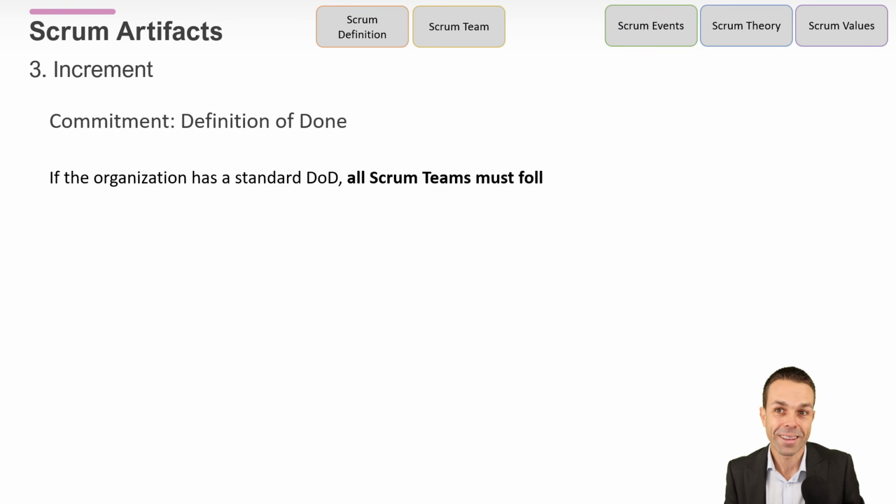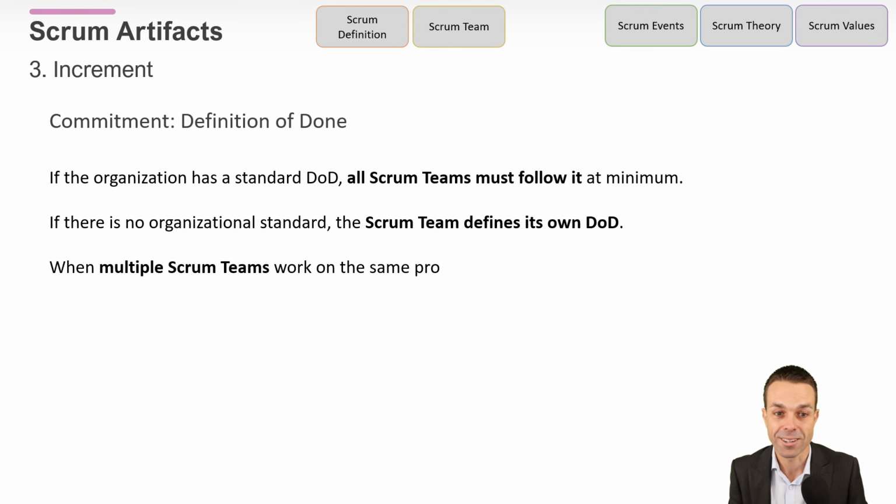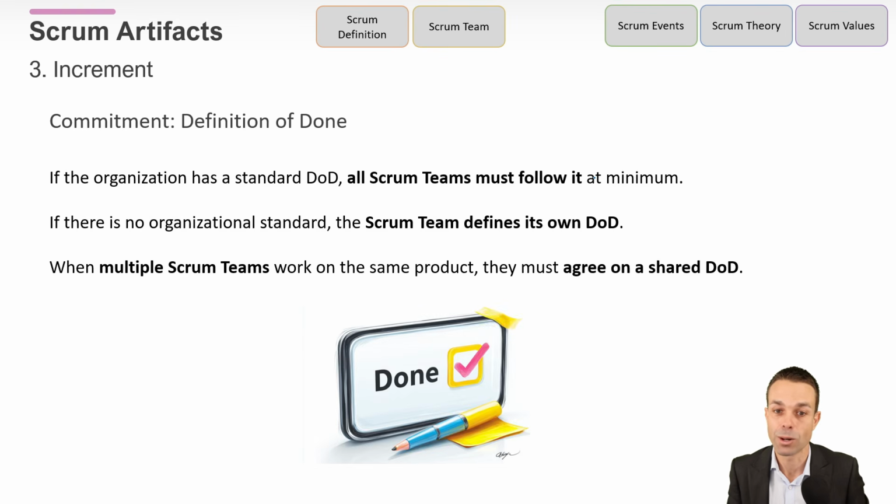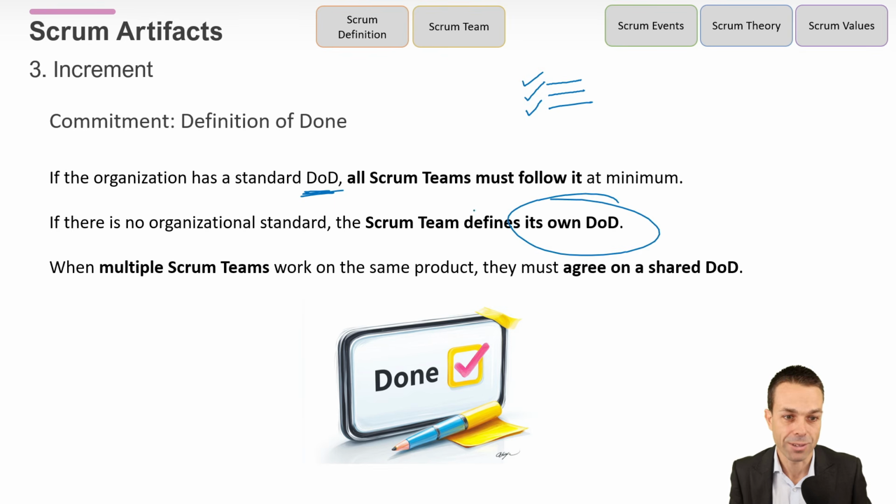Now, here's another good thing. If the organization has a standard definition of done, then all Scrum teams have to follow it. For example, in your company or organization, if every team has to have user acceptance testing to check it off, if it has to be signed off by a certain person in a certain department, if it has to be reviewed by this person or that person, whatever that is, if it's an organizational standard, then we have to follow it. If there is no organizational standard, the Scrum team can define their own definition of done.